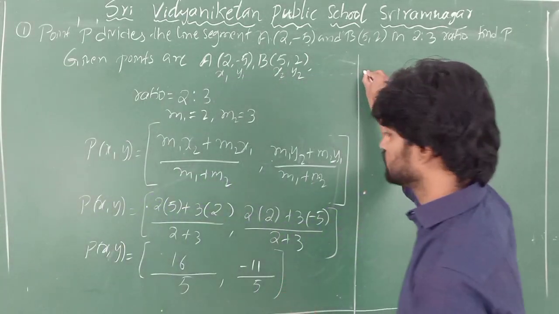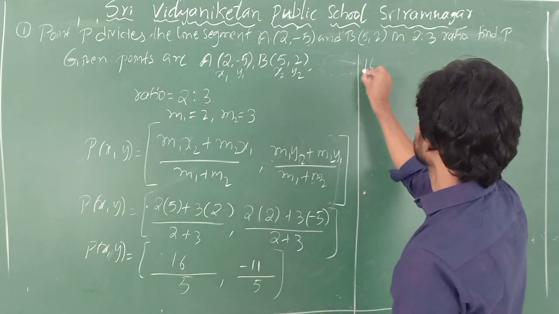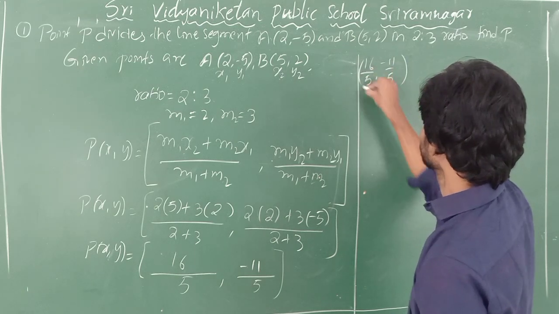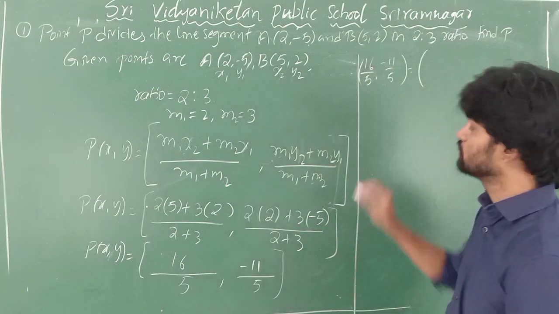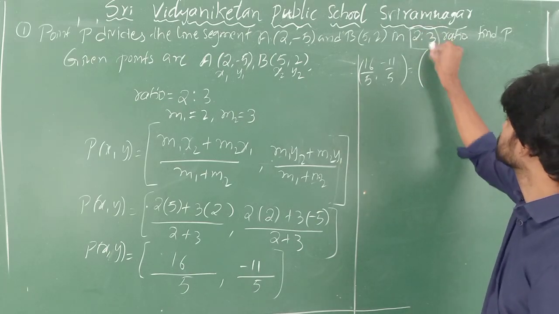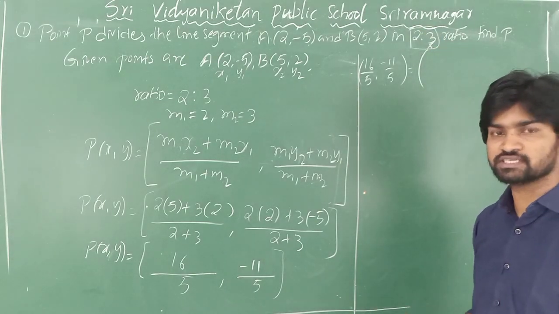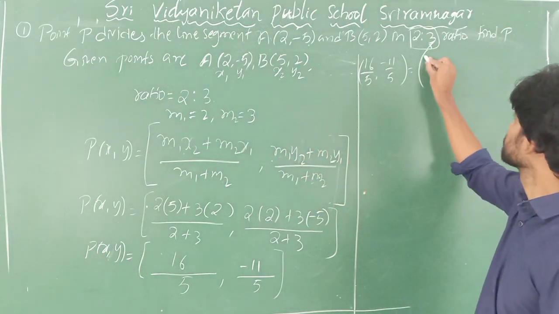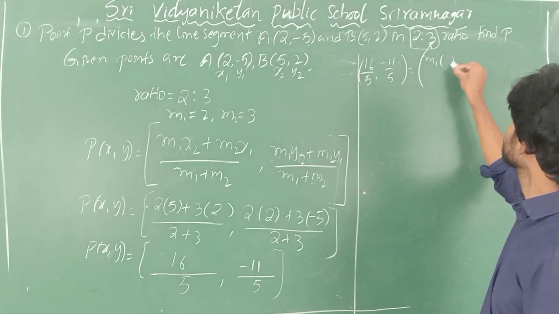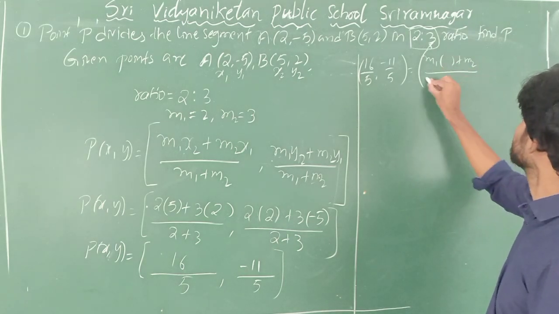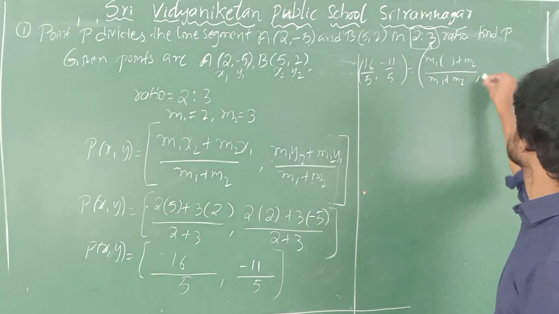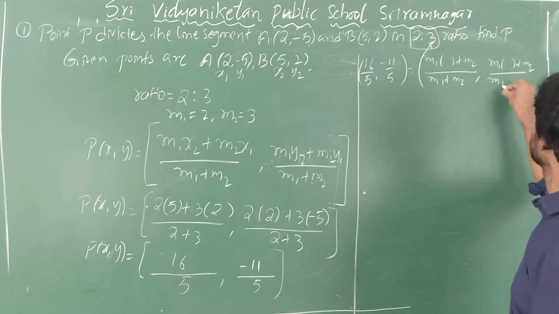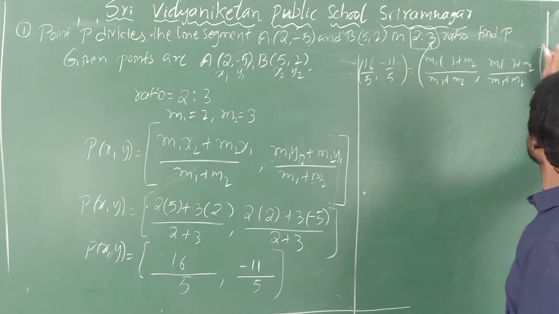Now we do have the point of division, that is 16 by 5 and minus 11 by 5. The ratio 2:3 is not given in this question, he is asking to find the ratio. So the ratio will be our m1 and m2 only. So m1 plus m2 divided by m1 plus m2. Here m1 plus m2 divided by m1.